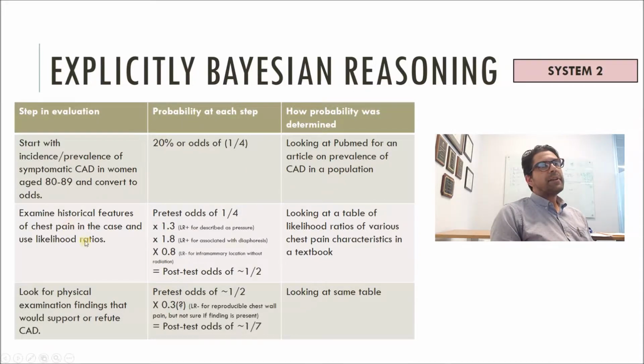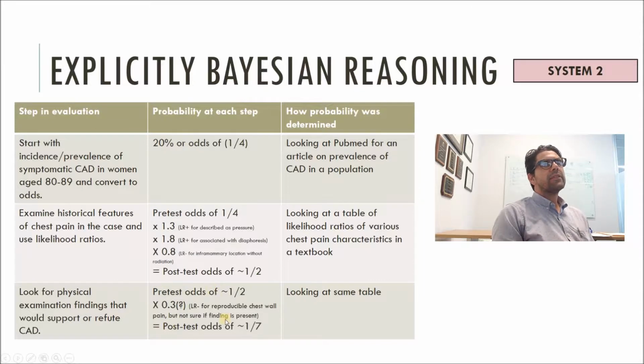Now I would start to examine historical features of chest pain in the case and use likelihood ratios. That's the next step in the evaluation here. So I take this pretest odds of 1 to 4, and now I have likelihood ratios for different things. If the chest pain is described as pressure, that's a likelihood ratio of 1.3. If it's associated with diaphoresis, it's a likelihood ratio of 1.8. But if there's an inframammary location to the pain and there's no radiation, that's a likelihood ratio of 0.8. It starts to decrease my probability. And I got this information by looking at a table of likelihood ratios for various chest pain characteristics in a textbook.